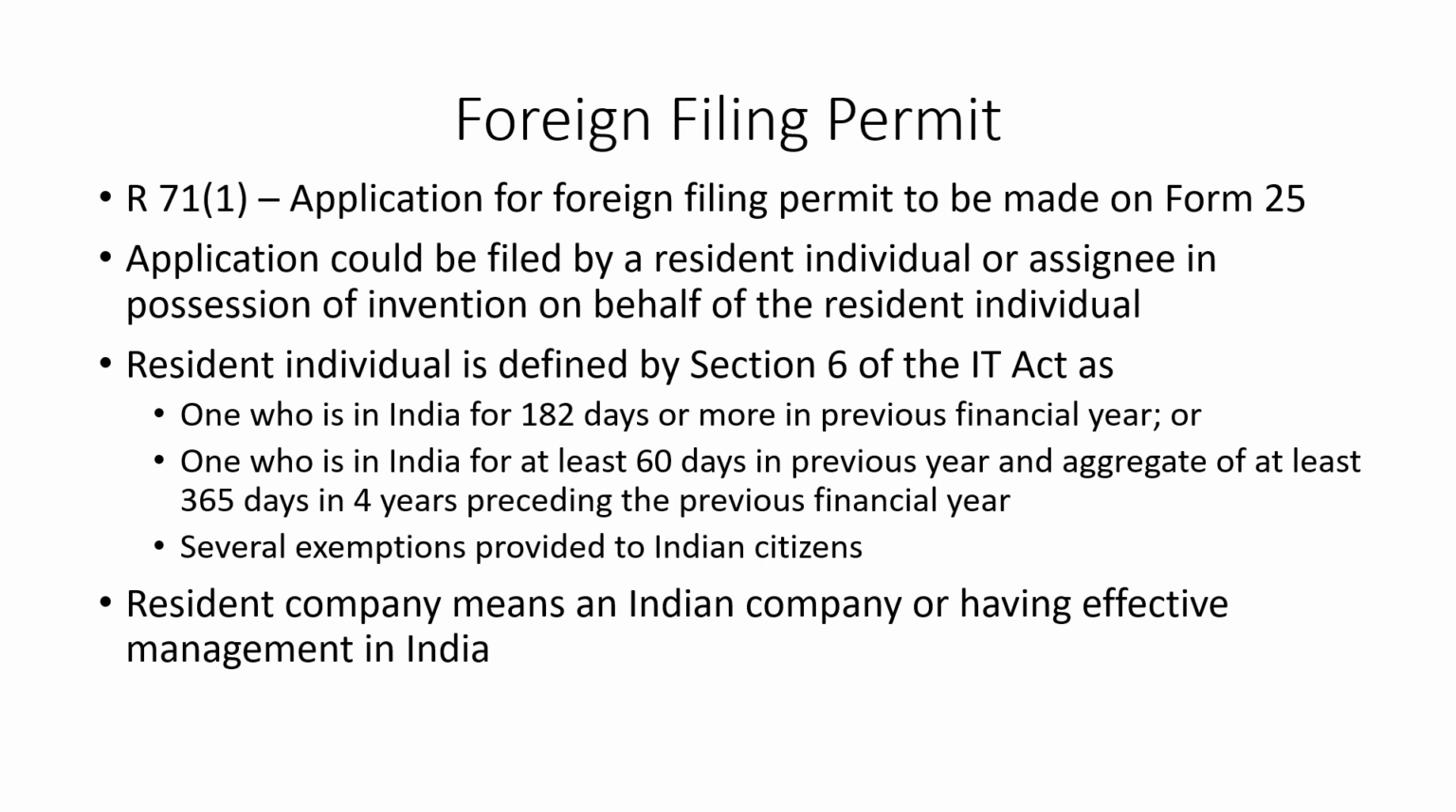Moving next to the procedural aspect of a foreign filing permit, Rule 71 Sub-Rule 1 provides that the application seeking foreign filing permit is to be made on Form 25 along with the relevant fee. So along with Form 25, you also submit details of your innovation, maybe a brief summary of your innovation, so as to enable the controller to ascertain what is the subject matter of the invention.